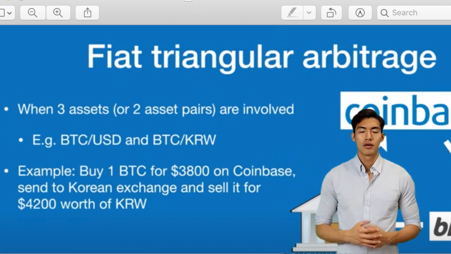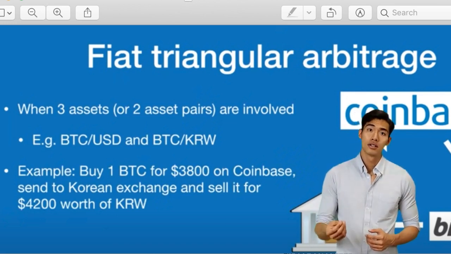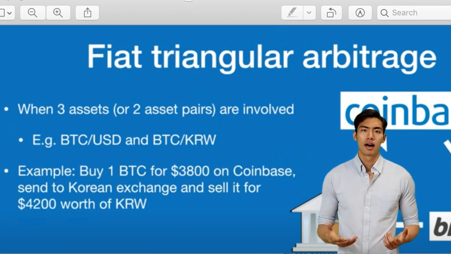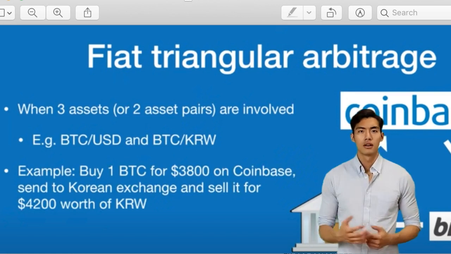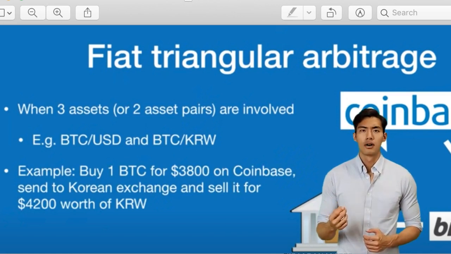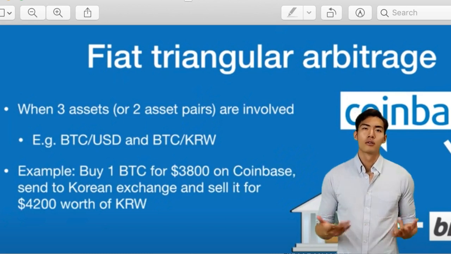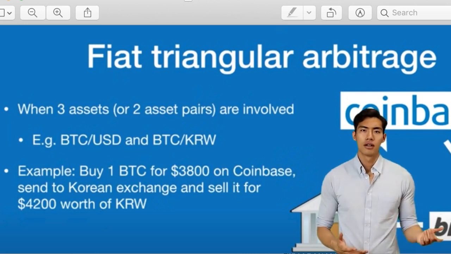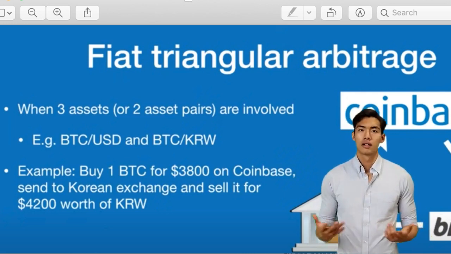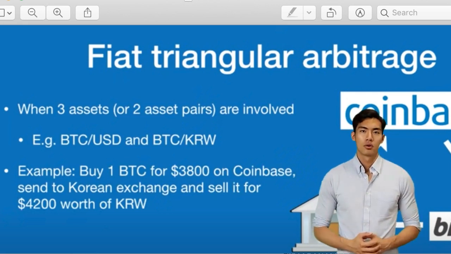Now, what about fiat triangular arbitrage? What is this all about? This is when you have three assets or asset pairs involved with one shared asset between the pairs. An example is Bitcoin-USD and Bitcoin-Korean won. Bitcoin is the shared asset, but there are three total that we're dealing with here. For example, buy one Bitcoin for $30,000 on Coinbase, send it to a Korean exchange and sell it for 4,200 worth of Korean won, and then you can convert your Korean won to USD at a bank for $400 in profit. This opportunity is often there for exchanges serving local or regional markets.